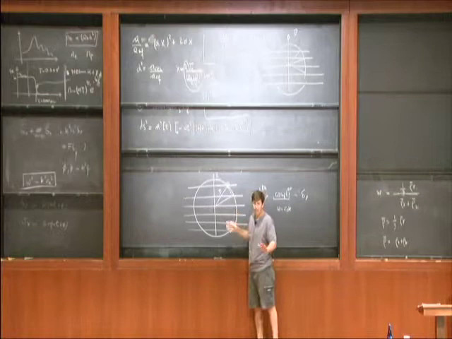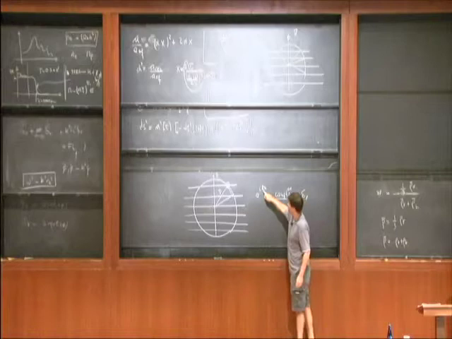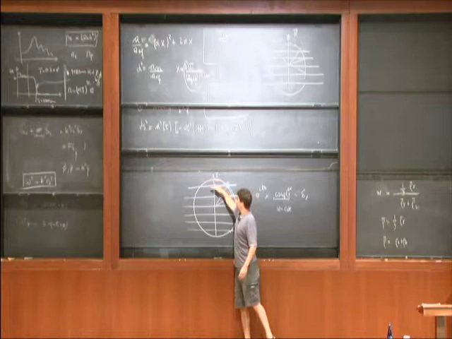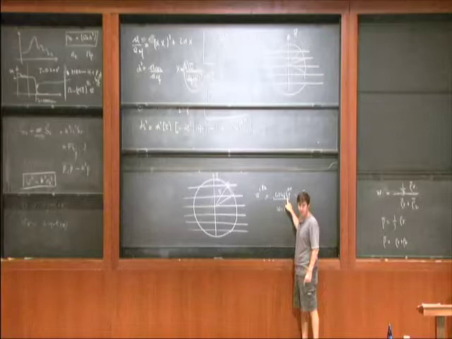Or 1 over k times d. That would be the angle. But two things happen when I consider modes of different wave number. If it's a smaller wave number, these planes will be closer together, so I will need to move a smaller angle in order to go from the maximum to the minimum. And they will have reached recombination with a different phase.